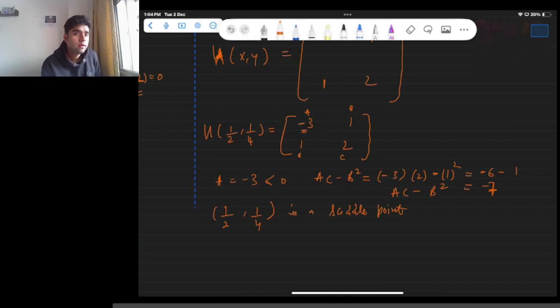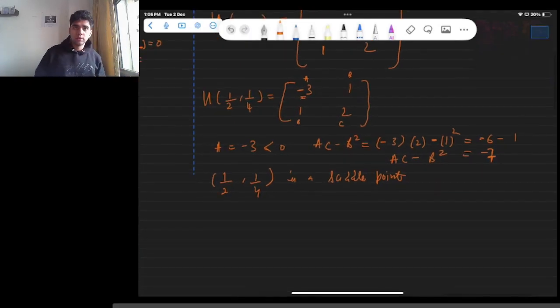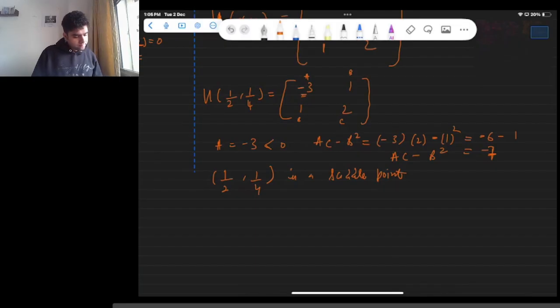A saddle point: you can also imagine a horse saddle, right? The saddle is, I guess, the structure on which we sit while we are riding a horse. I don't know exactly if that is the exact meaning of saddle, but you can imagine its shape, and you can imagine how a saddle point will look like.